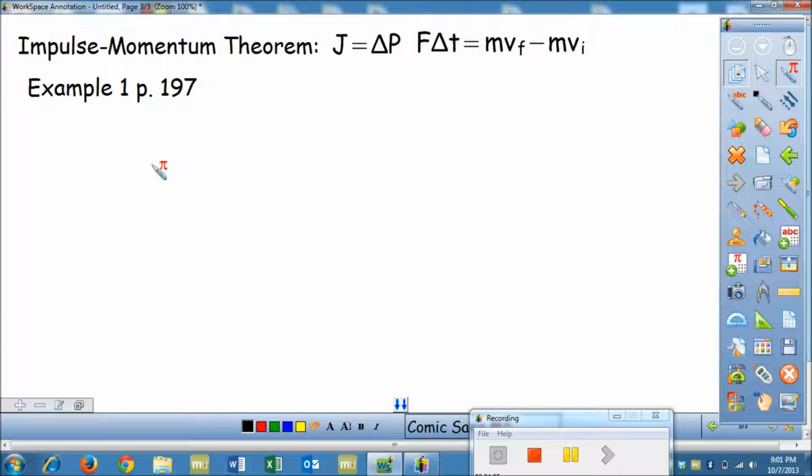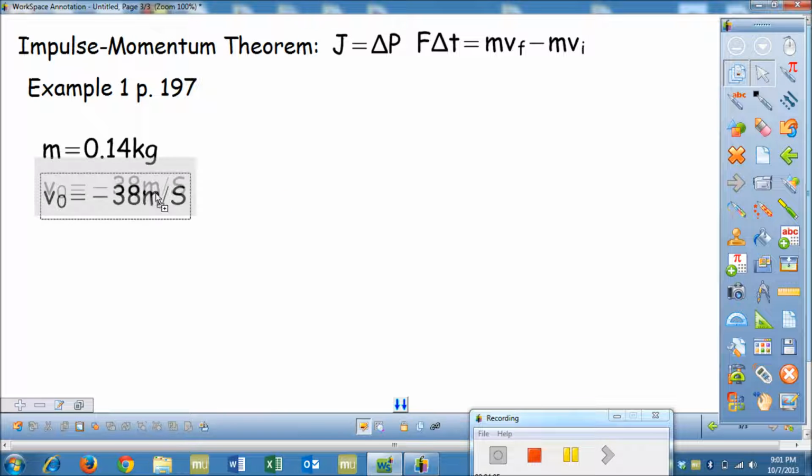So we've got a baseball, mass 0.14 kilograms. So let's write that. Mass 0.14 kilograms. It has an initial velocity v0 equals negative 38 meters per second, as it approaches a bat. We have chosen the direction of approach as the negative direction. The bat applies an average force that is much larger than the weight of the ball, and the ball departs from the bat with a final velocity v final equals positive 58 meters per second.